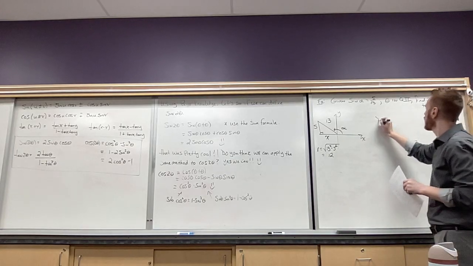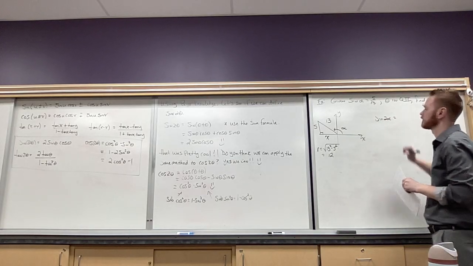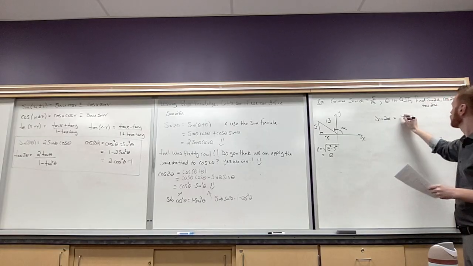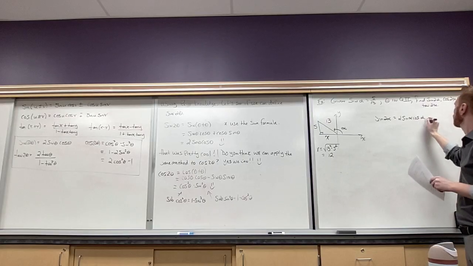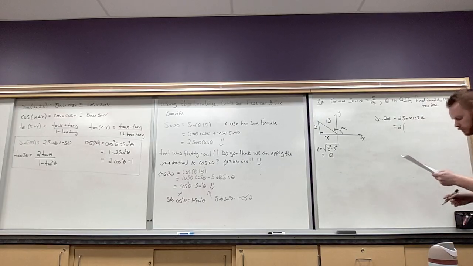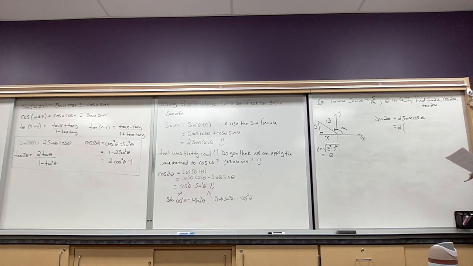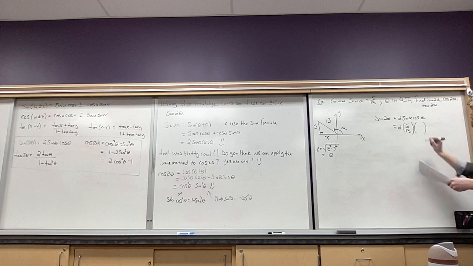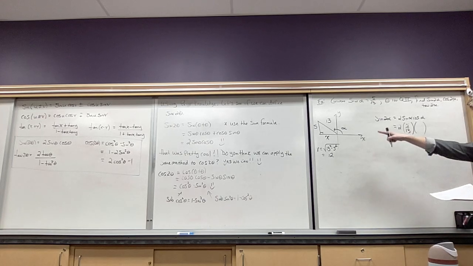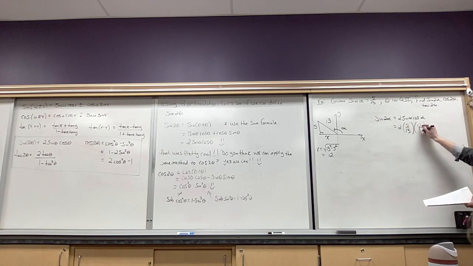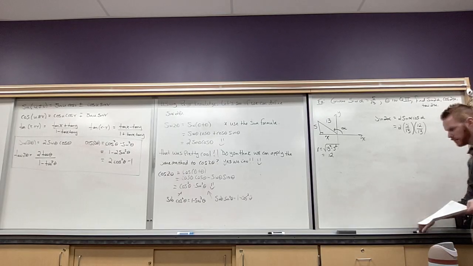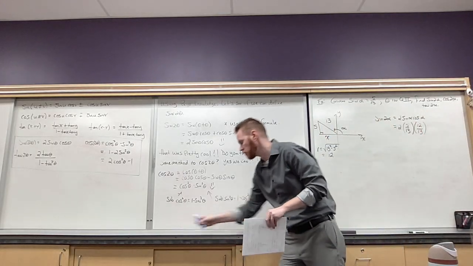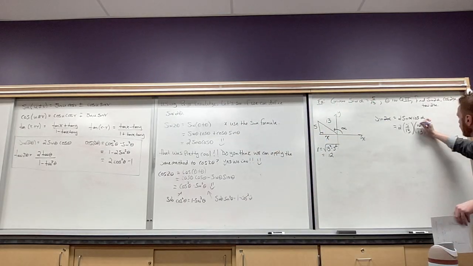So let's start with sine of 2 alpha. Okay? I'm going to write what this is and then put the values underneath it. So it'll be 2 times sine of alpha, cosine of alpha. Now, sine of alpha, we know it's 5 over 13. Okay? Cosine of alpha is adjacent over hypotenuse, that's 12 over 13. But we need to put a negative there because we're in quadrant 2.